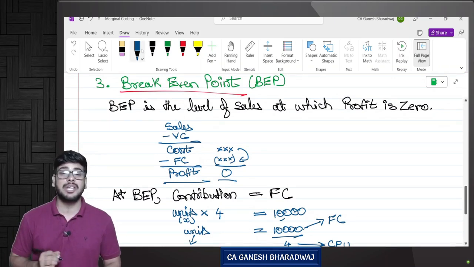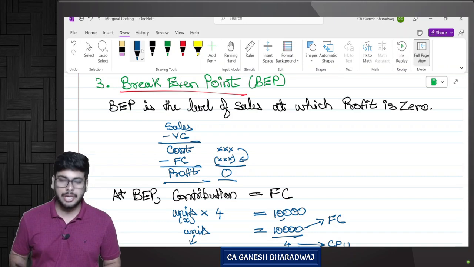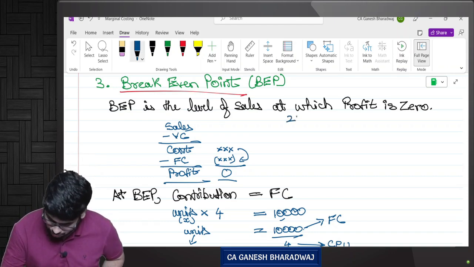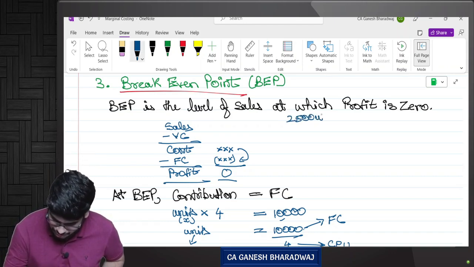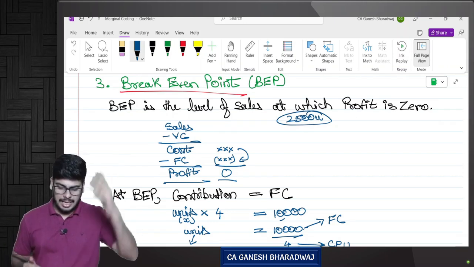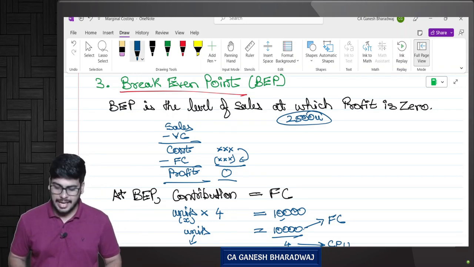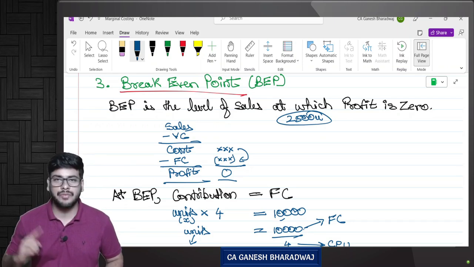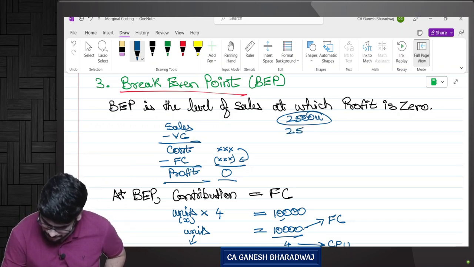How much was the break-even point we got? 2,500 units. Yes. So we saw that at 2,500 units, you will make no profit, no loss. Can we just go and check it? So what is the sales at 2,500 units? 2,500 into 10, 25,000. Yes.